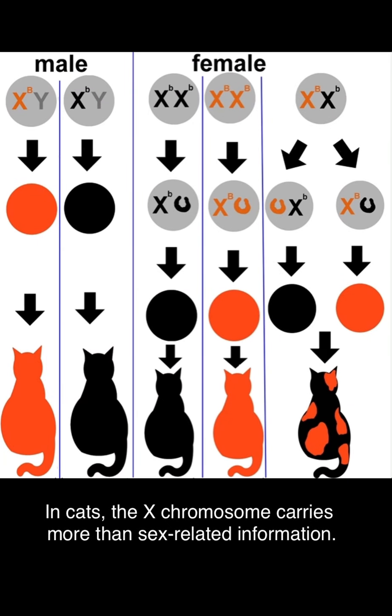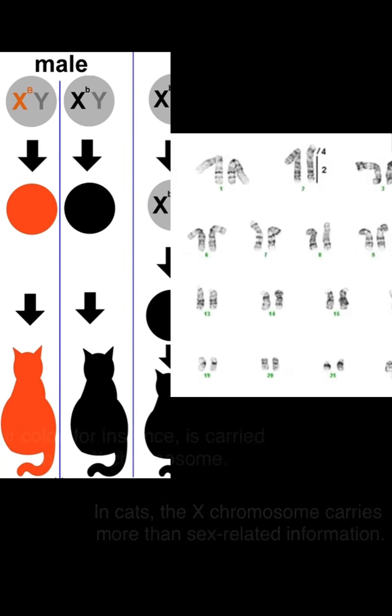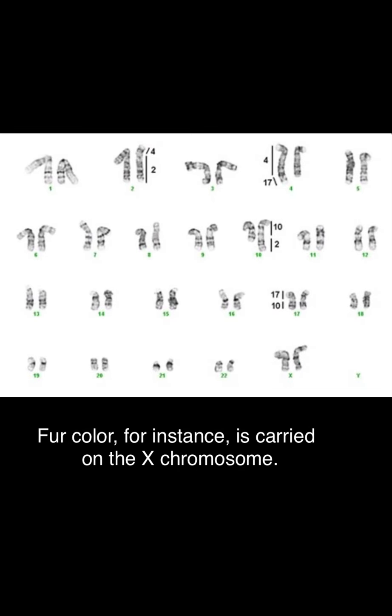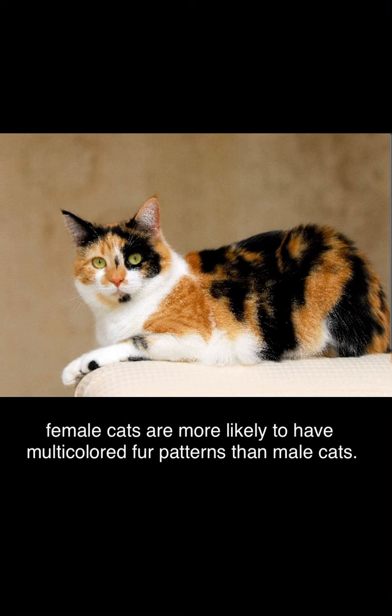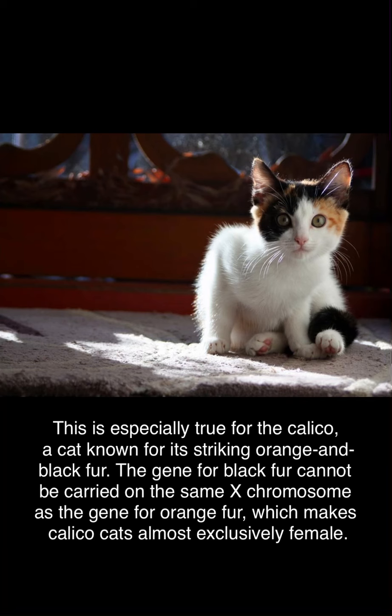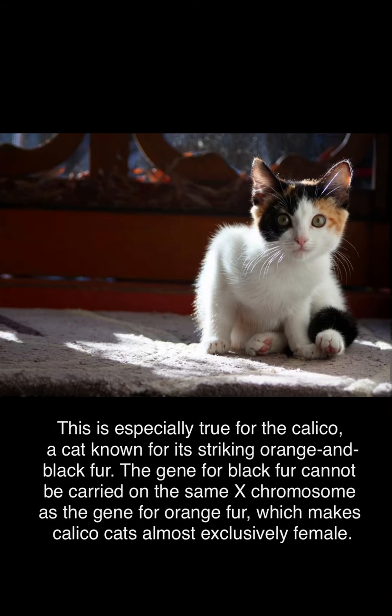In cats, the X chromosome carries more than sex-related information. Fur color, for instance, is carried on the X chromosome. Furthermore, fur color is codominant, as a male cat typically inherits only one X chromosome and female cats inherit two X chromosomes. Female cats are more likely to have multicolored fur patterns than male cats. This is especially true for the calico, a cat known for its striking orange and black fur. The gene for black fur can be carried on the same X chromosome as the gene for the orange fur, which makes calico cats almost exclusively female.